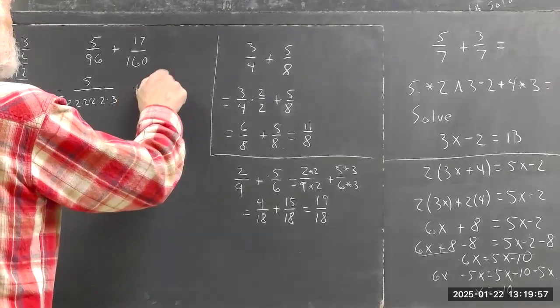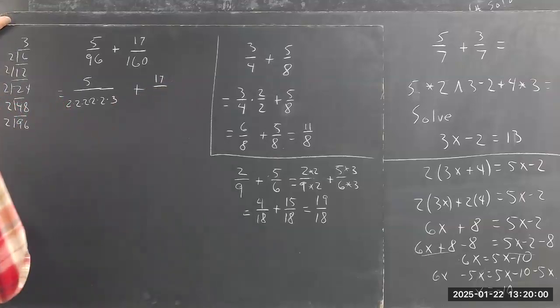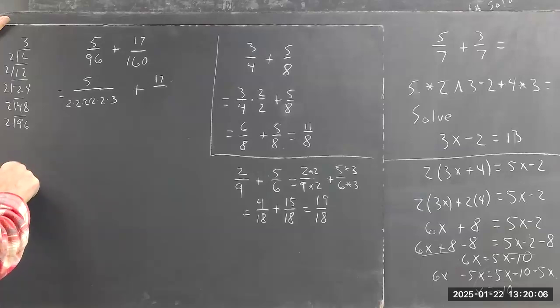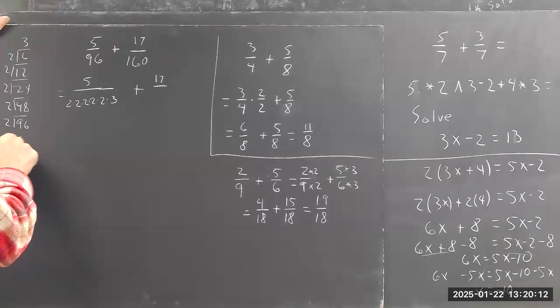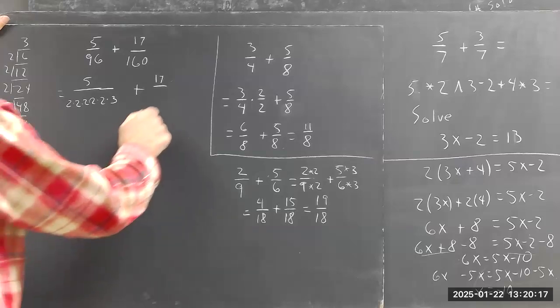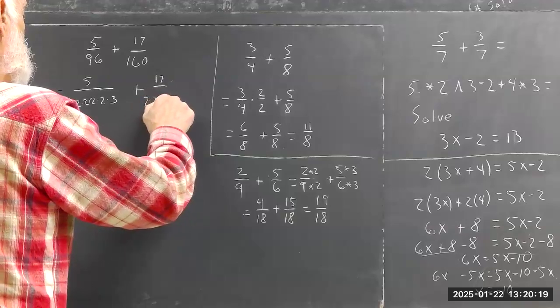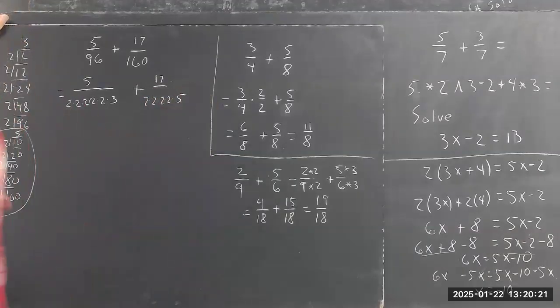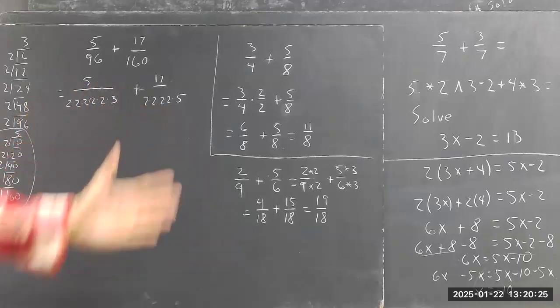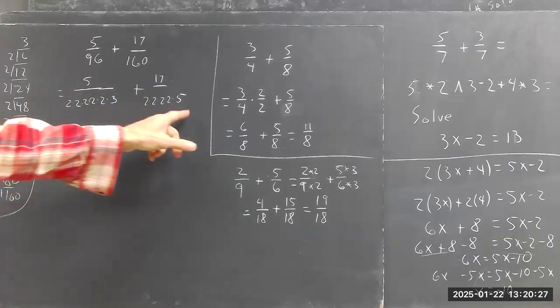And this is 17 over, well, I do the same thing with 160. 160 divided by 2 gives me 80. Divided by 2 gives me 40. Divided by 2 gives me 20. Divided by 2 gives me 10. Divided by 2 gives me 5. So the denominators have almost the same structure. It's just that you got a 3 here and a 5 here.